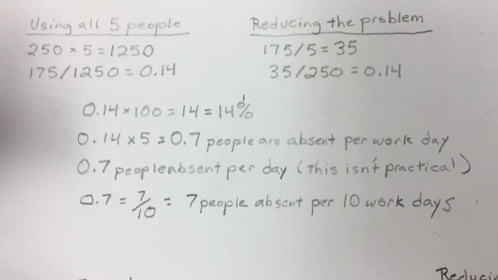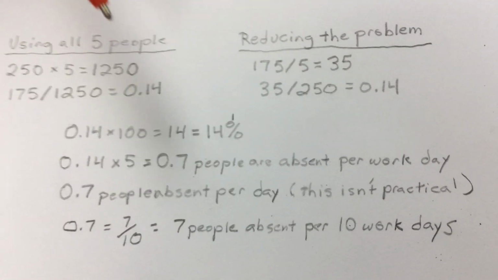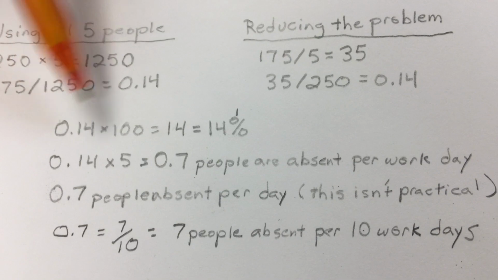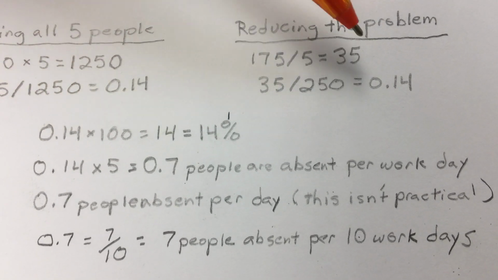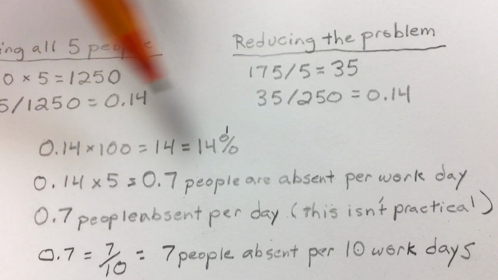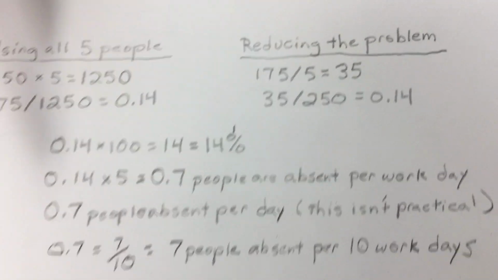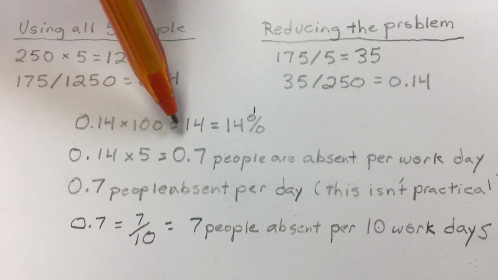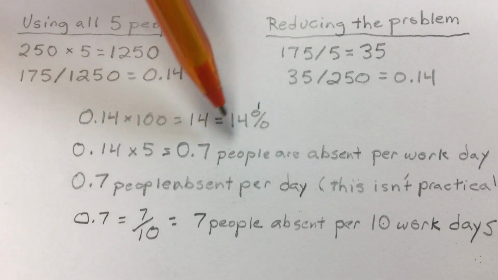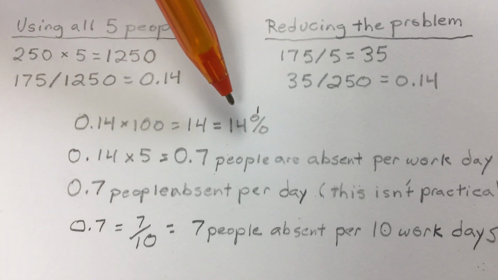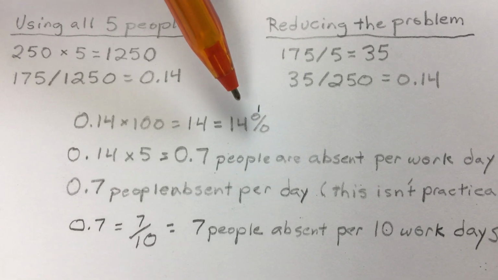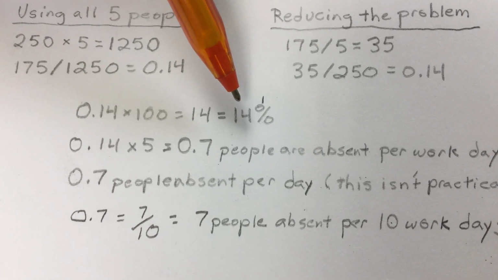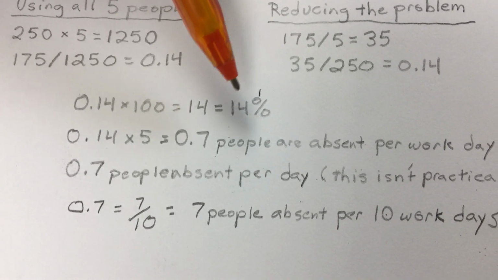We have to take this 0.14, which we got in each scenario to be the exact same number, each way we worked it. See, there are multiple ways to work on one problem. And we multiply it by 100, and we get 14, which is equal to 14%. So that means in an average day, about 14% of the workforce is not present. But that doesn't give us how many people per day.